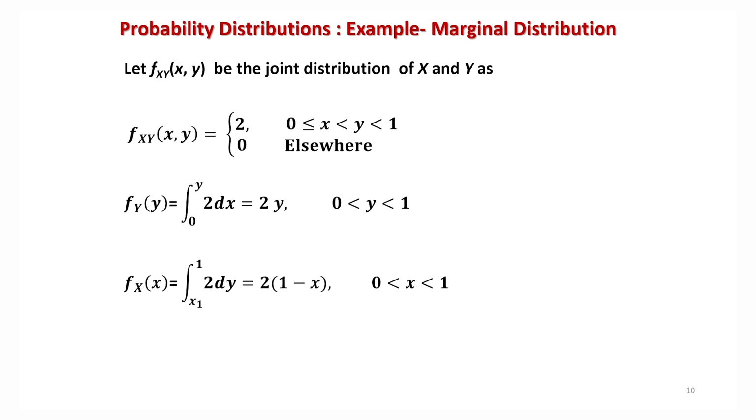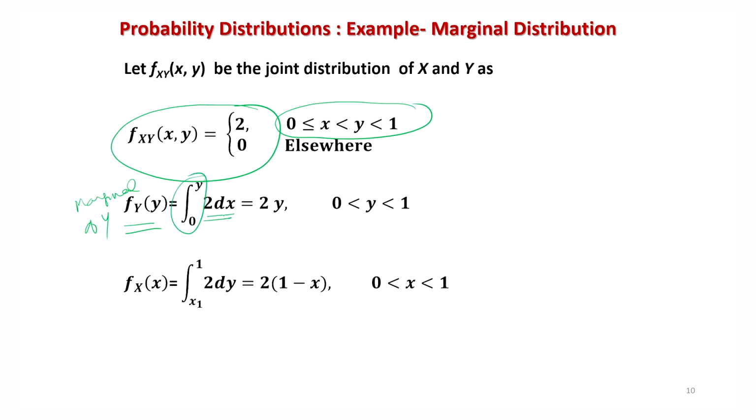Suppose our joint PDF is given by f(x,y) = 2 if 0 < x < y < 1 and 0 otherwise. If you want to find the marginal of y, you have to integrate over the range of x, which is 0 to y, of this joint PDF, and if you solve this, it will come out to be 2y.